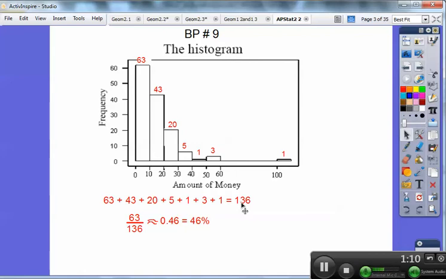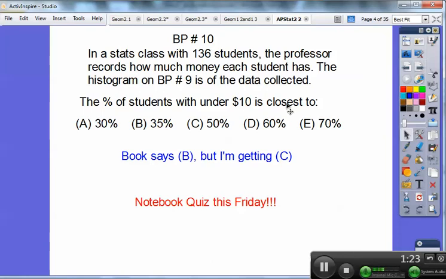So 136. I take the number of people that have $10 or under, which is 63. 63 divided by 136, and I get about 46%. So let's look at our choices again. The one that gets closest to 46%, to me, is 50%. I don't know how the book gets 35% unless they interpreted the under as being closest to or under. So anyway, I got choice C on that one.